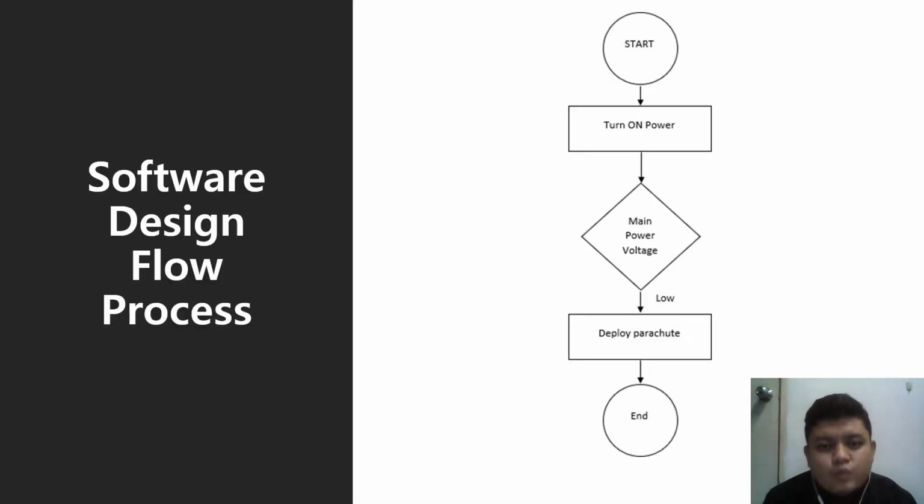Next, we move to the software design flow process. So this is my flowchart for the software design flow process. First, we turn on the power, and then when the main power voltage or main drone battery is detected as low, the parachute will deploy.